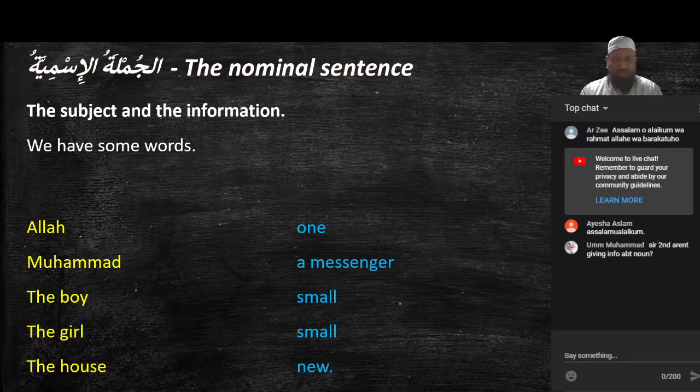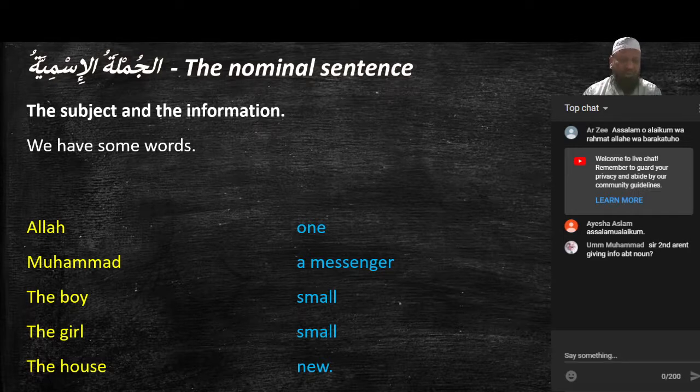Jumlatul Ismiyatu. Normally in English we call it the nominal sentence. The subject and the information. So in Jumla Ismiya, we're going to have a subject and then we're going to have information about the subject. What is subject? Subject means the thing you talk about. And information, we give more information about it.